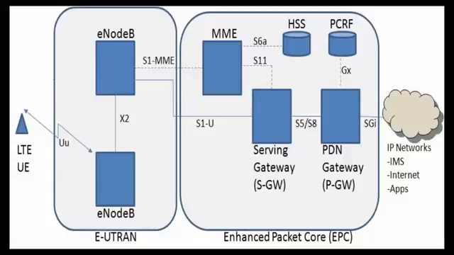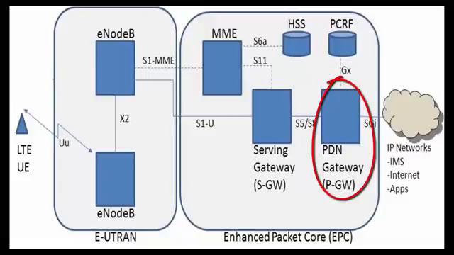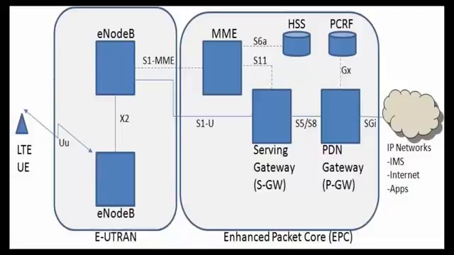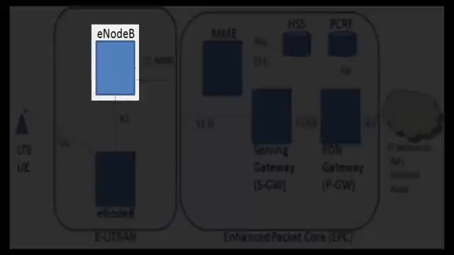Serving Gateway is connected to PDN Gateway. PDN Gateway is the interface of the mobile network to the external world. PDN Gateway is connected to the internet and other PDN networks. Now let's talk about functionalities of eNode B.